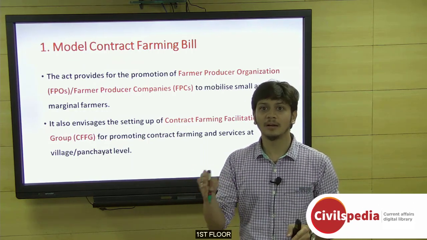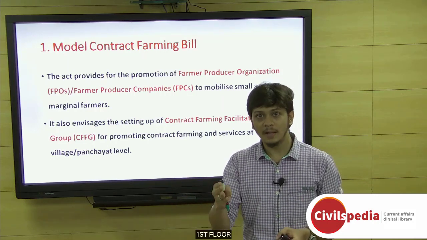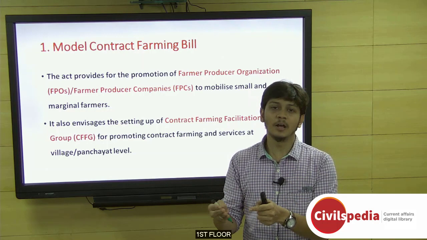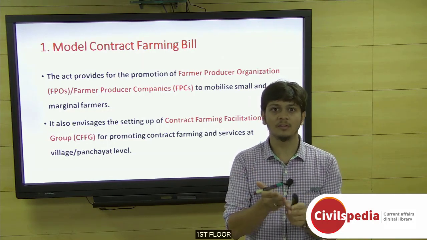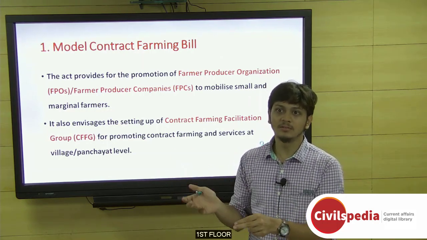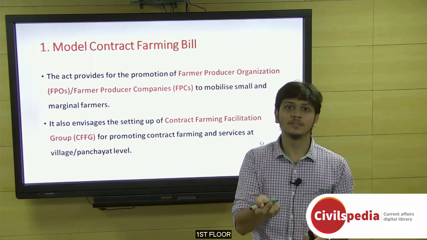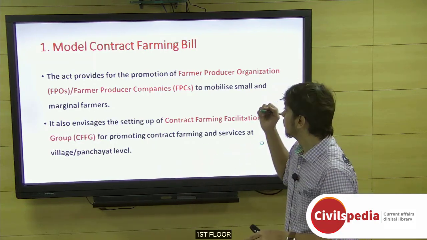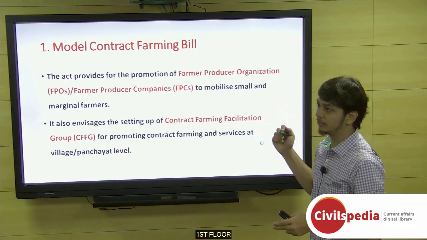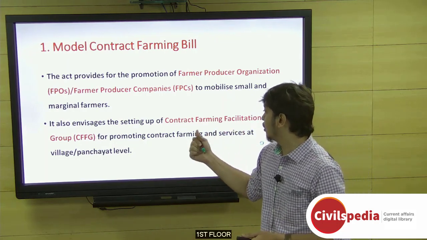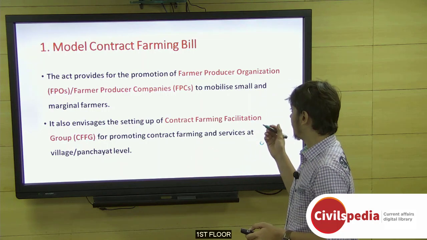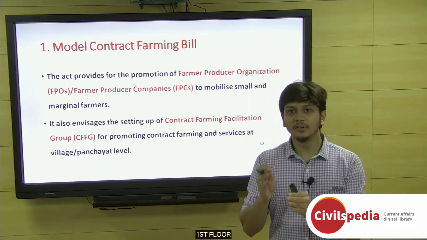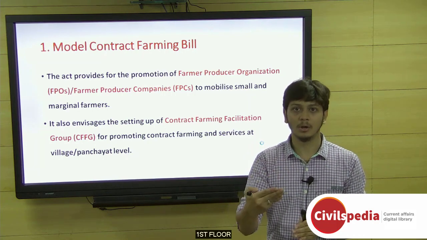Now they will be getting the right price for their produce, and the industries which need a bulk of crops will also need bulk raw materials. They will be getting the raw materials from such an organization. This is a win-win situation for both small and marginal farmers as well as industrialists, and this is hugely highlighted in this particular bill. It also envisages the setting up of contract farming facilitation groups at the panchayat level or at taluk level, such that these groups will facilitate contract farming.